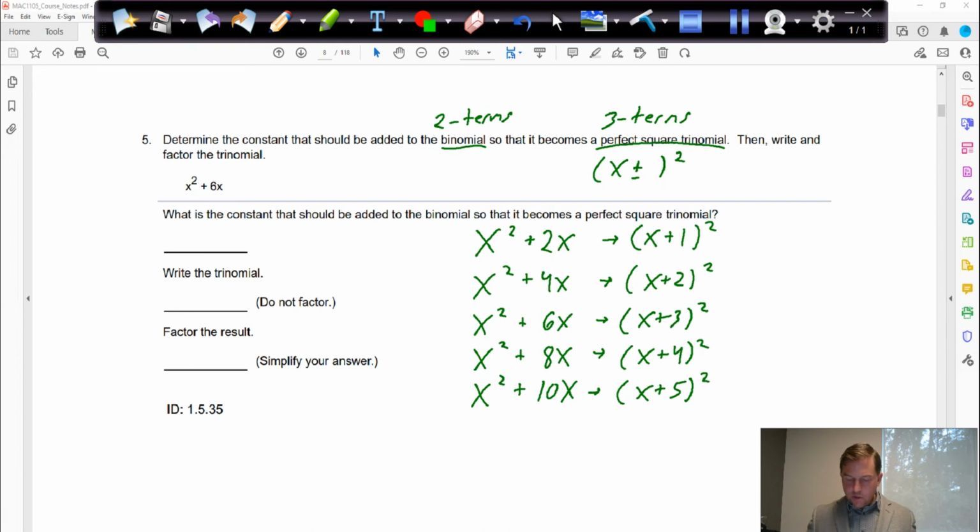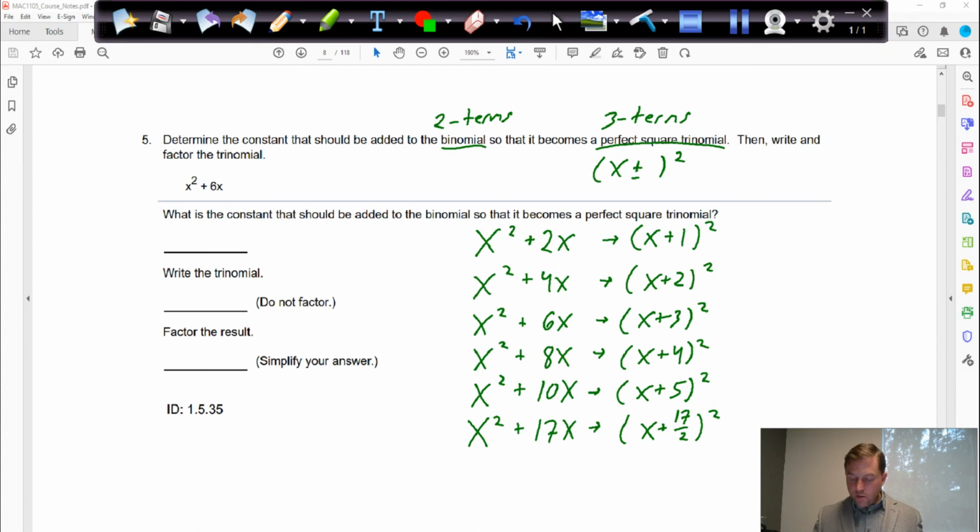So how am I getting these numbers? I'm just halving the second number. So half of 2 is 1. Half of 4 is 2. Half of 6 is 3. Half of 8 is 4. Half of 10 is 5. If I have x squared plus 17x, it becomes x plus 17 over 2 squared. So 17 can't be halved perfectly. It's not a whole number, but you just have it. So you'd say 17 divided by 2. That would be the thing that goes in this perfect trinomial.